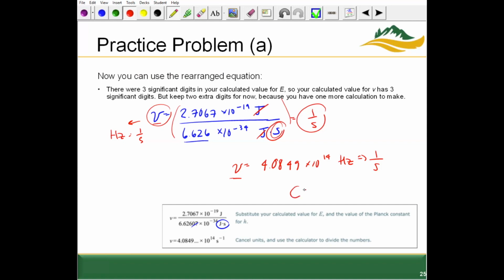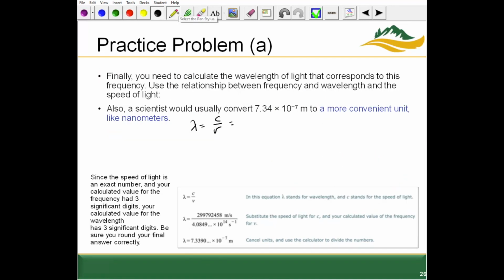Let's plug that into the speed of light is equal to frequency times lambda. So let's solve for lambda now. Rearranging this, we're going to have lambda is equal to the speed of light over the frequency. So here, let's use the slightly more accurate speed of light, or 2.998 times 10 to the 8th meters per second. The frequency term we just calculated on the last slide was at 4.0849 times 10 to the 14th per second.